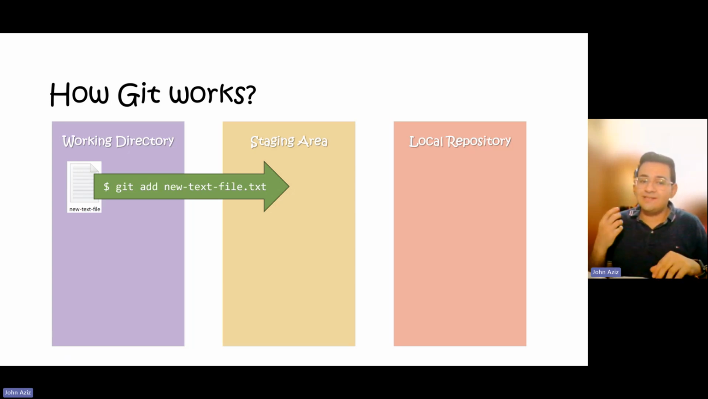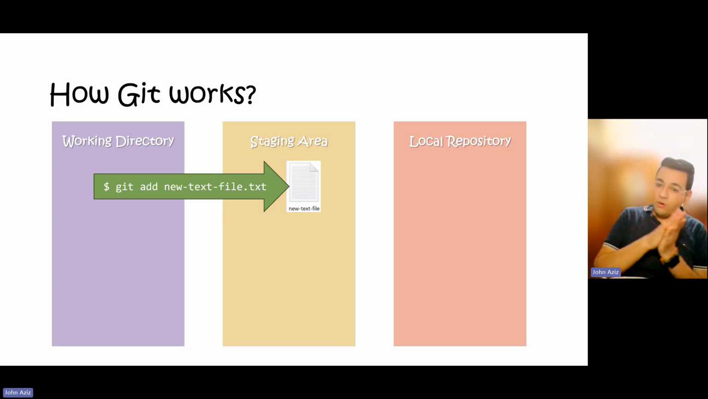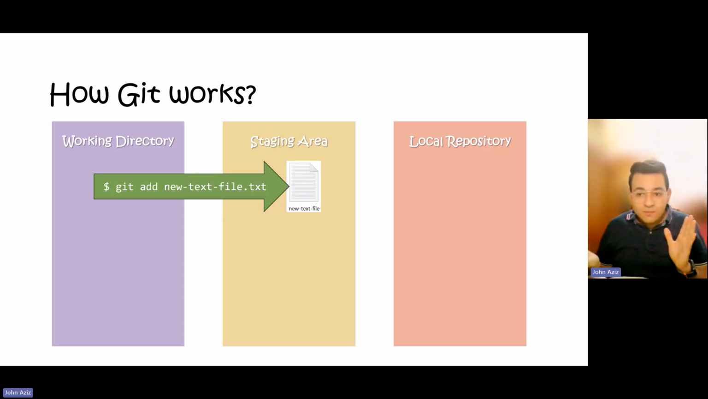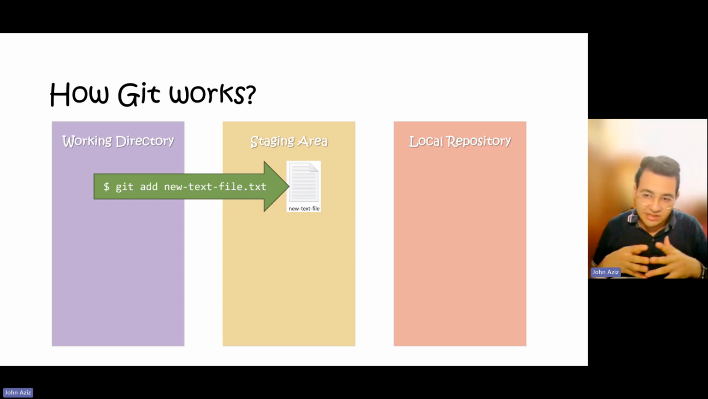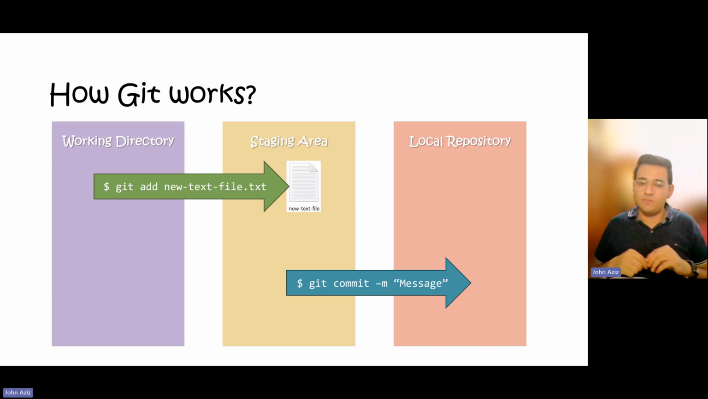So for example, we can say git add new text file.txt. It's going to move our file to the staging area, or the staging index, which is the intermediate place between saving everything and shipping it to our local repository. Or maybe there are some mistakes, and we want to make them go back to the working directory, and we don't want to commit them to the local repository.